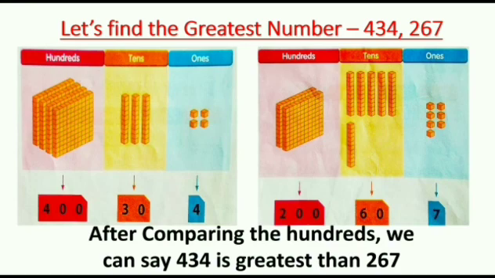In case we get 434 first and for the second one we get 424, in that case we will compare hundreds, but as the hundreds would be 400 and 400, then we will compare tens and then we will decide which one is greatest.